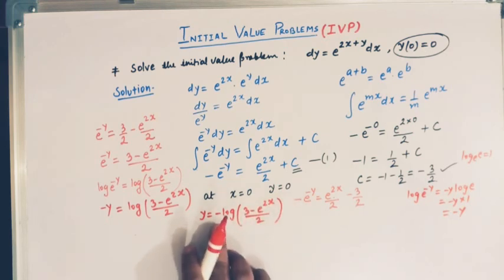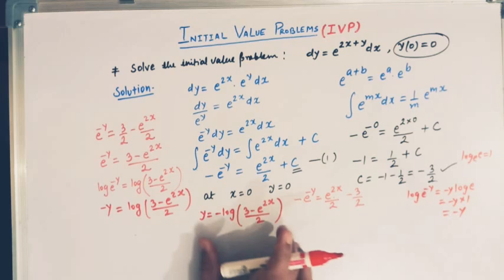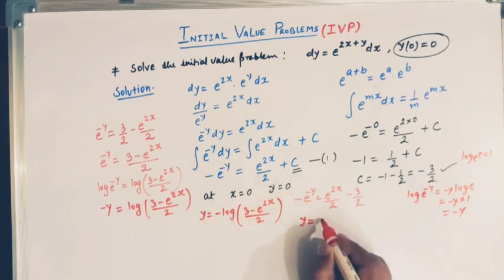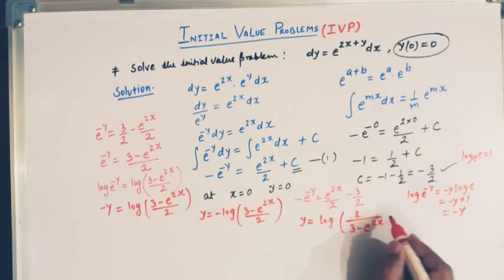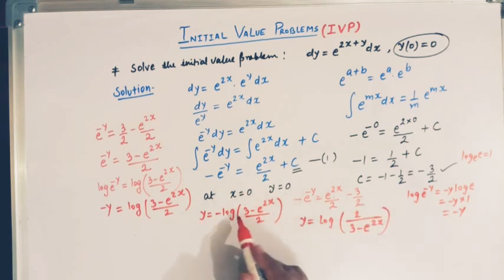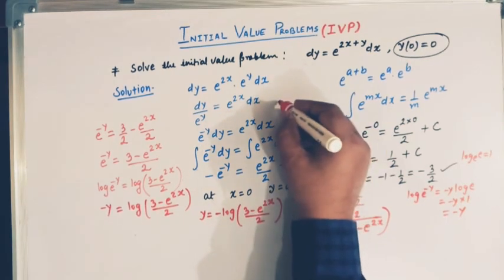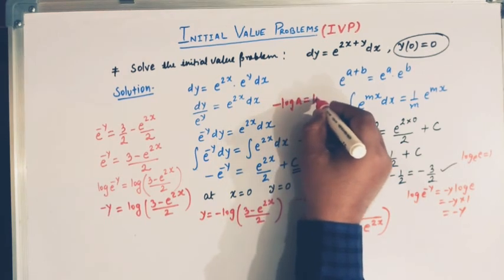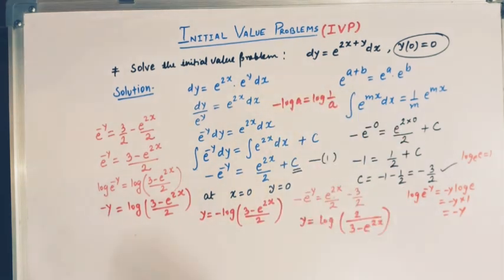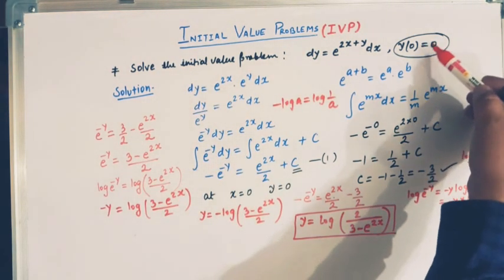Now again, applying the property of log here, this expression can also be written as y is equal to log of 2 divided by 3 minus e raised to 2x, right? So here we have applied the property of log as minus of log a is equal to log of 1 over a, right? So this is the required solution of this initial value problem given this condition.